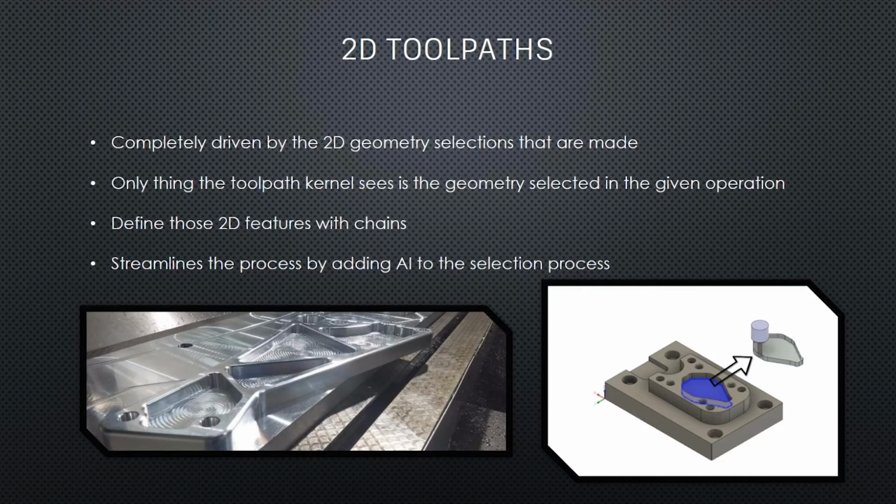So this process is then streamlined by adding artificial intelligence to the selection process. So things like auto detecting open and closed loops, islands, bosses, even intelligently selecting the chain direction when selecting your chain, right? So again, pretty straightforward when it comes to 2D toolpaths. There's not that much to it. They're not really that complicated.